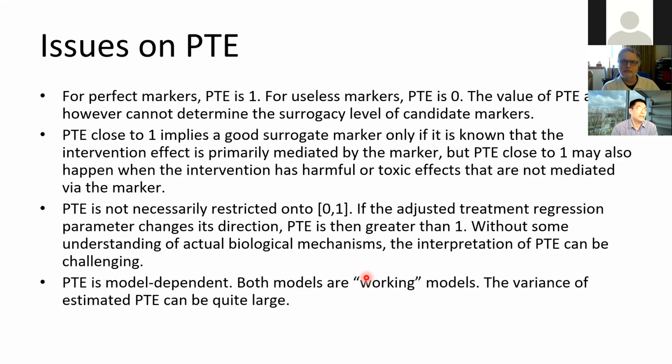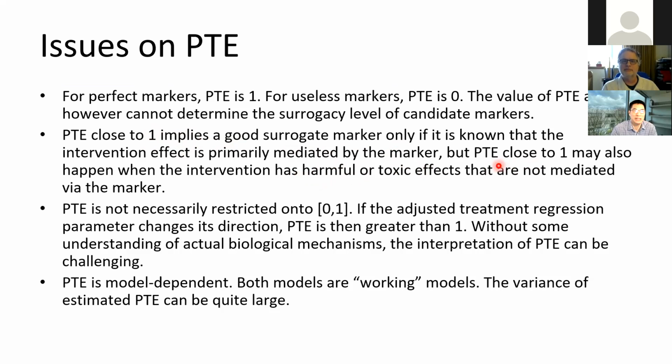So the issue with PTE is, for perfect markers, PTE is 1, that's good. For useless markers, the PTE is 0, that's good. But the problem is that the value of PTE alone cannot determine the surrogacy level of candidate biomarkers, because regardless of the mechanism, a PTE close to 1 implies a good surrogate marker only if it is known that the intervention effect is primarily mediated by a marker.